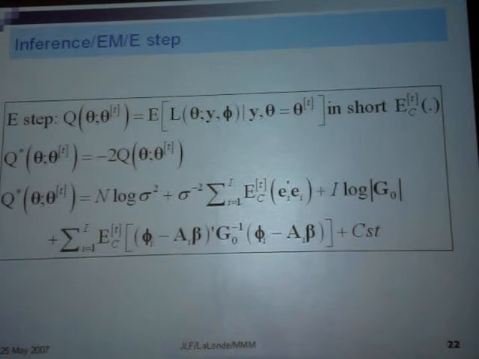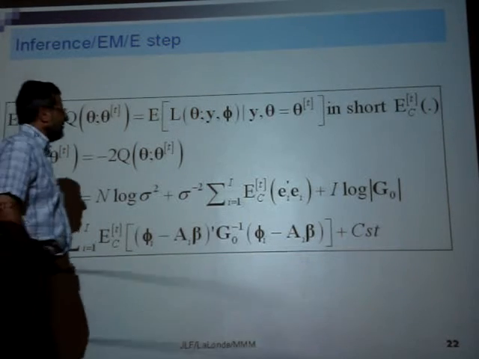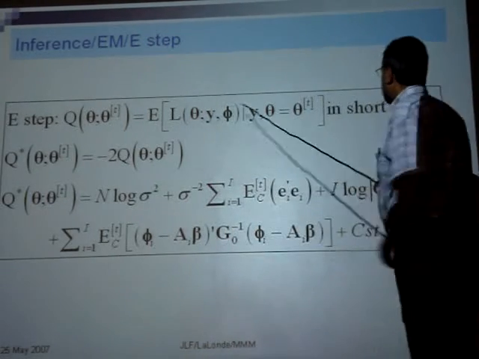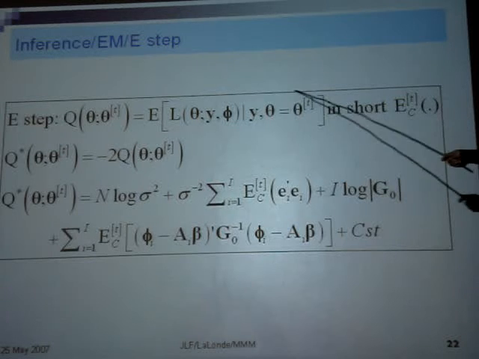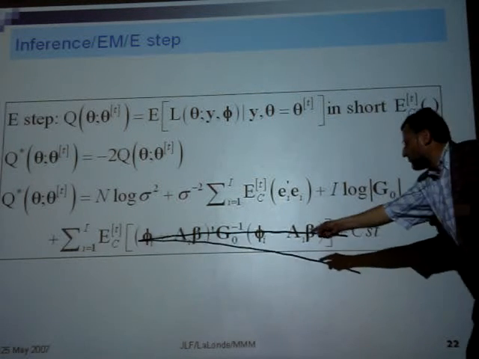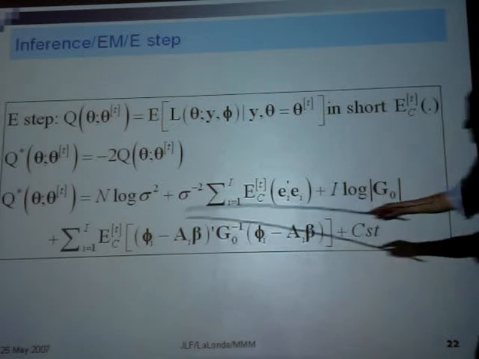So the E step is to take the conditional expectation of my complete data likelihood given Y and given the current value of the parameter. In short, I will write this conditional expectation at iteration t because it depends on the current value of the parameter. As I told you, what is not observed is this part and this part. So I have to take the conditional expectation of this sum of squared residuals and this quadratic form.